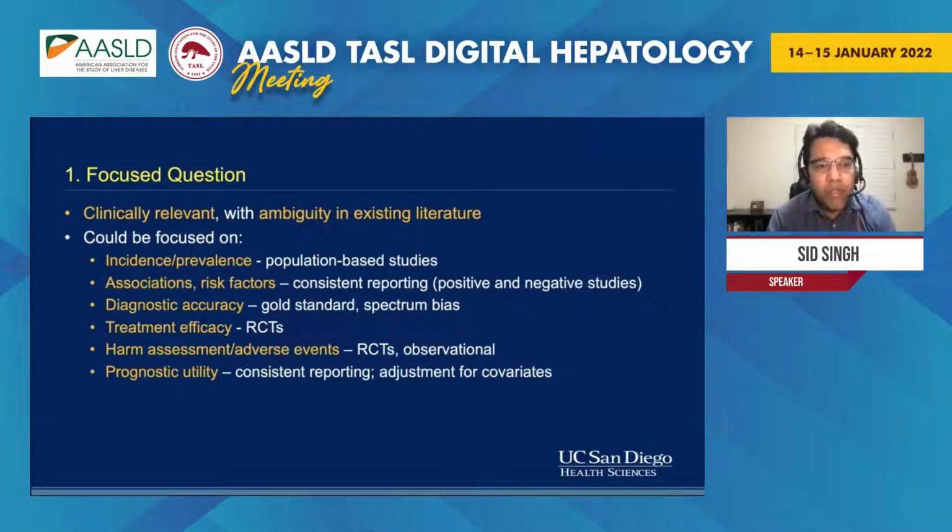There can be systematic reviews focusing on diagnostic accuracy. It is important to keep in mind that in these studies there is an adequate gold standard and that they account for spectrum bias. Treatment efficacy systematic reviews frequently rely on randomized clinical trials. Harm assessment and adverse events can rely on both randomized trials as well as real-world evidence from observational cohort studies. Finally, the focus question may rely on a question of prognostic utility. Here again, similar to risk factors, consistent reporting and adequate adjustment for covariates is critically important.